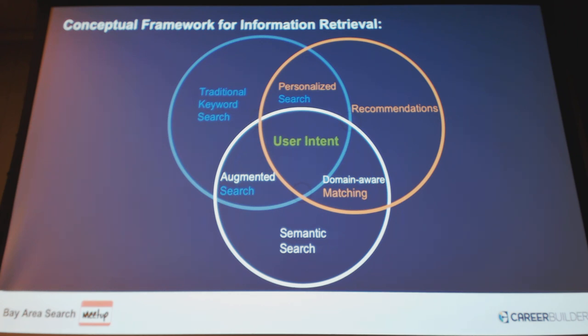So those are some examples where, if you take search and you take recommendations, and you stop thinking of them as two entirely separate systems, you can actually find a lot of interesting places in the middle where you can provide personalized search, not just recommendations, but some hybrid.